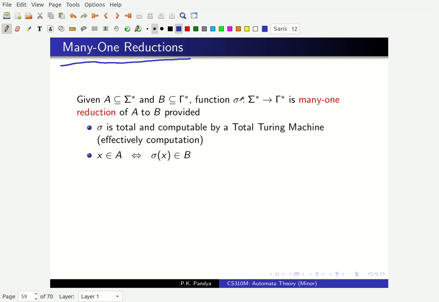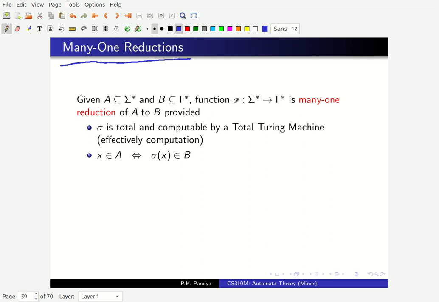So suppose we have a function sigma which translates every string in sigma star to some string in gamma star. Such a translation sigma is said to be a many-to-one reduction of problem A to problem B, provided these two conditions hold. So certain kinds of maps from sigma star to gamma star are said to provide a many-to-one reduction of A to B, where A and B are given to you, if the following two conditions hold.